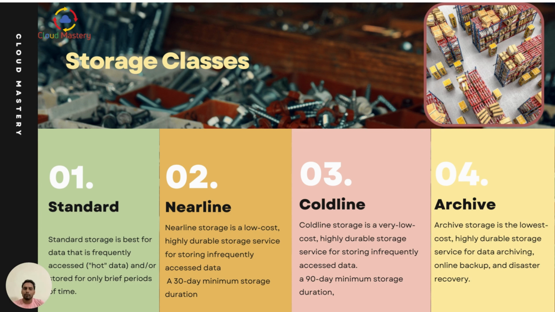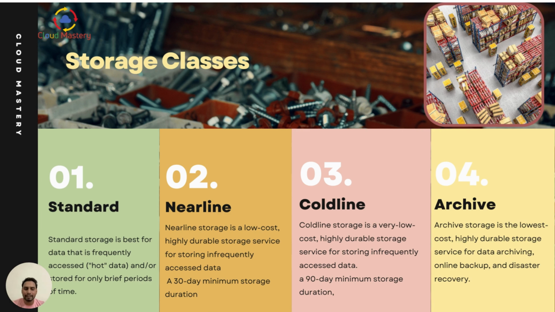Coldline storage class also has an availability of 99.9% in multi-regional and dual region, and in regional it is 99.0% available as SLA. Typical monthly availability is 99.94% for multi-regional and dual regional, and it is 99.9% in regional storage class.